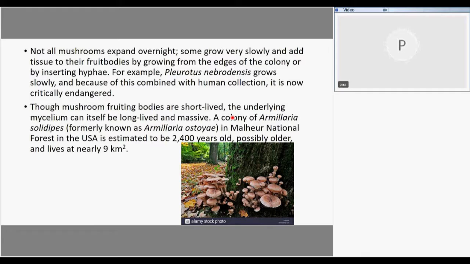And then we have another type of mushrooms, like the honey mushrooms. So this is one of the honey mushrooms. They can be extremely old. We have one colony of this Armillaria from the United States that is more than 2,400 years old. Quite possibly it's much older, because aging a mushroom is very difficult. And actually it's one individual, which is nearly 9 square kilometers big. So the mycelium in the ground is about 9 square kilometers, and it is infecting the roots and the rotting of trees. So it's partly parasitic and partly saprophytic.